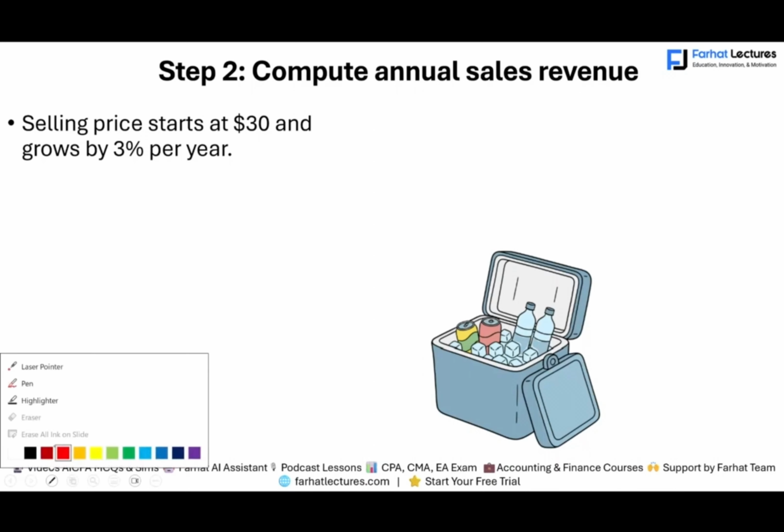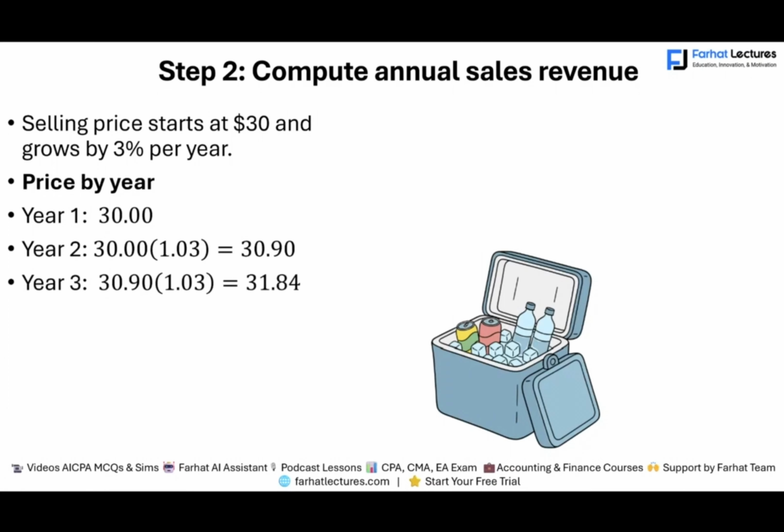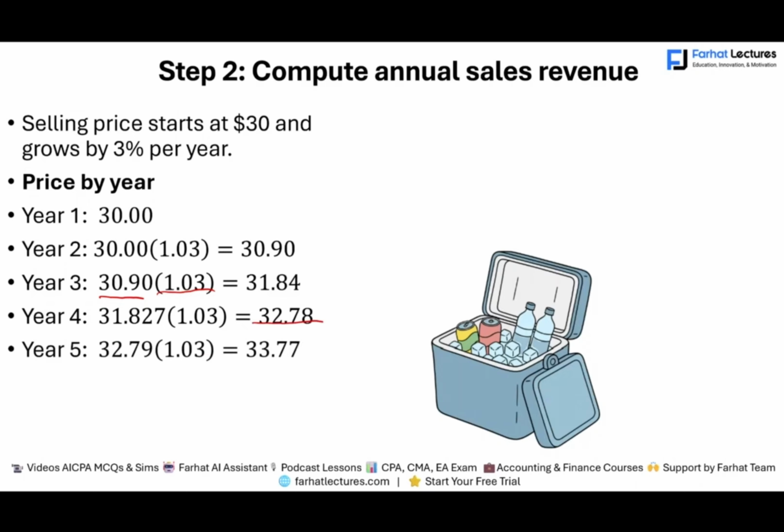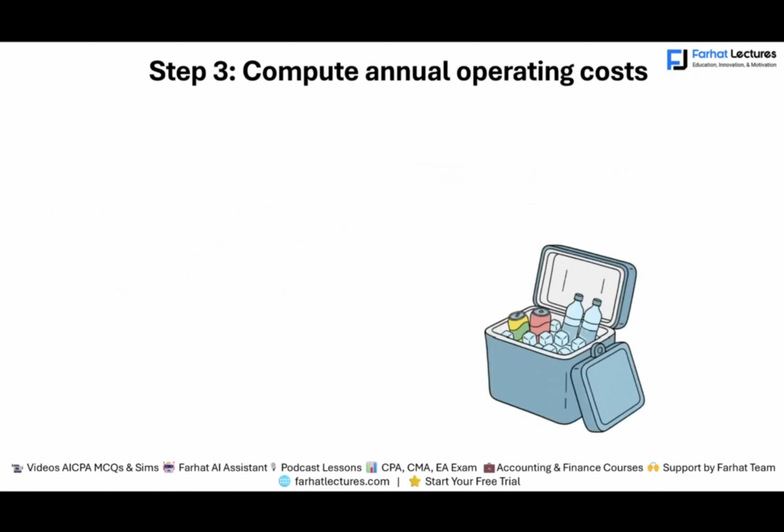Next step, we would look at the annual sales revenue, the selling price, if you remember, starting at $30 and growing 3% per year. So the price in year 1 is $30. Year 2, we're going to sell it for $30.90. Year 3, we're going to take $30.90 times 1.03, 3%, $31.84. Year 4, $32.78. Year 5, the price will be $33.77. Now what we do is we take the units every year times the related price for that year, and we will get the revenue per year. So this is the revenue per year, which of course we need.